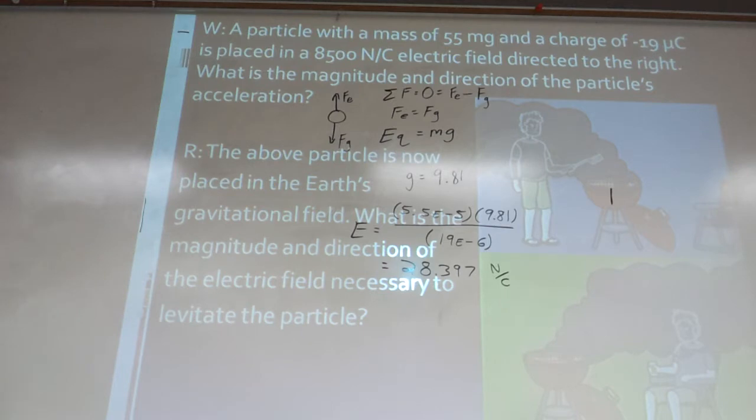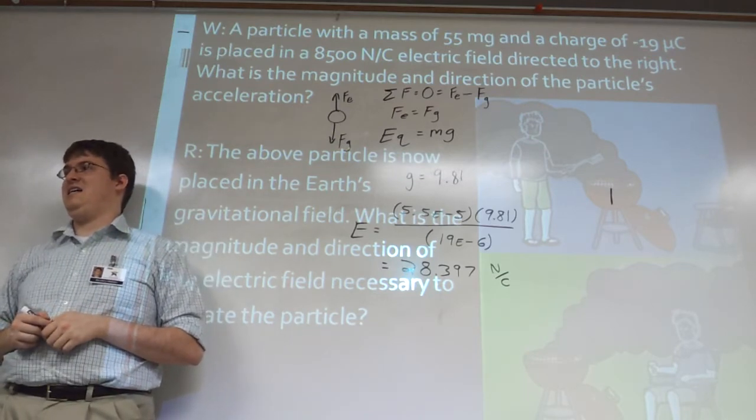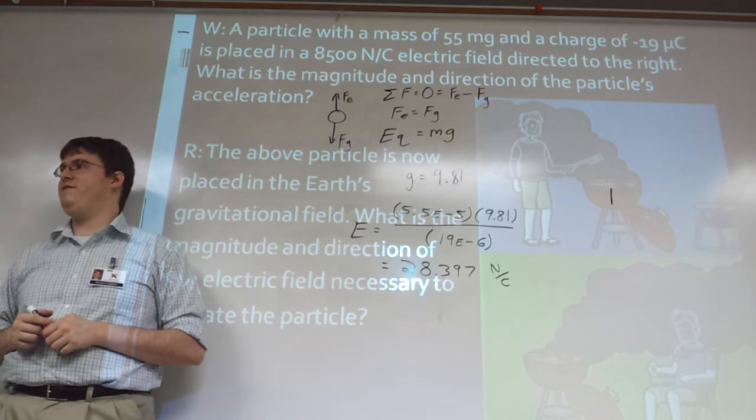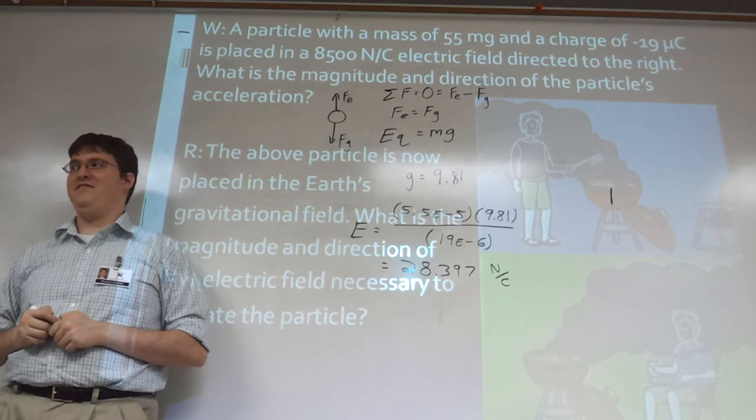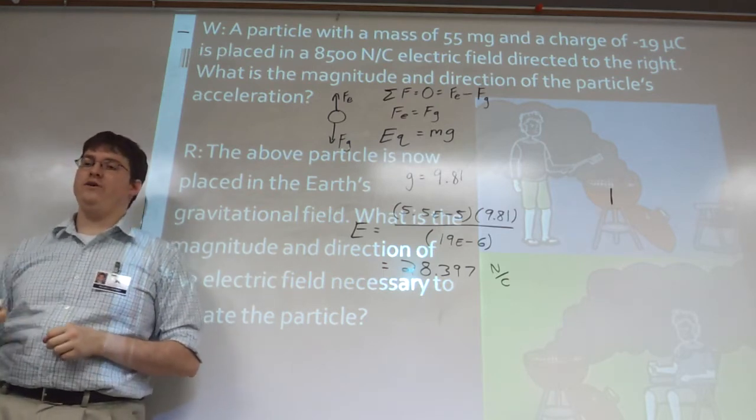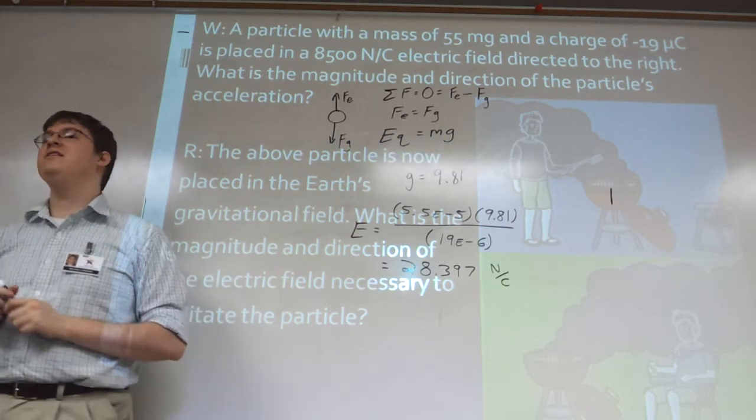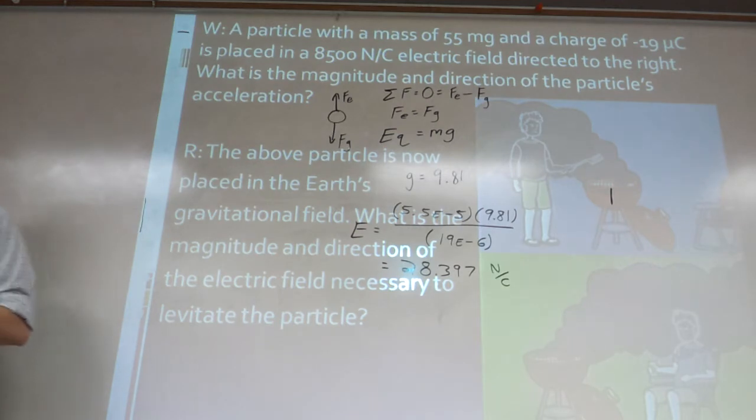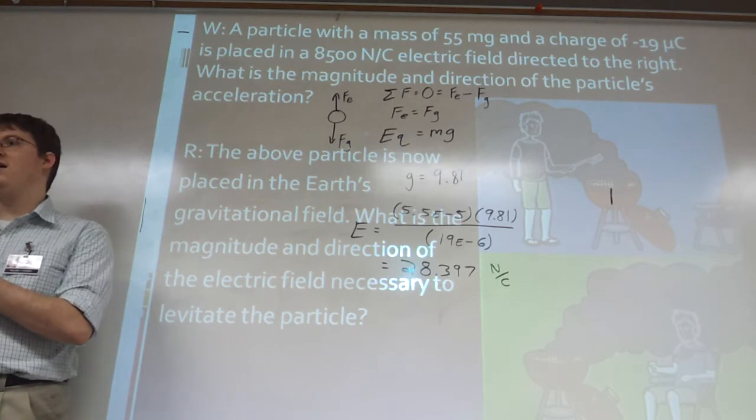Everybody good? Real quick before we finish up, what direction does that electric field need to be? Away from the gravity. What was the question? What direction does our electric field need to be? It's not going to be up. Opposite of gravity. Our electric field will be directed down. Why? Because gravity is greater.